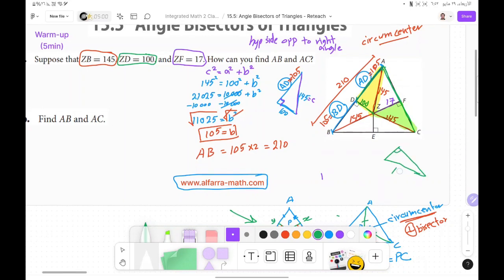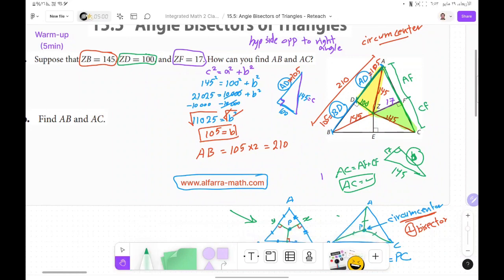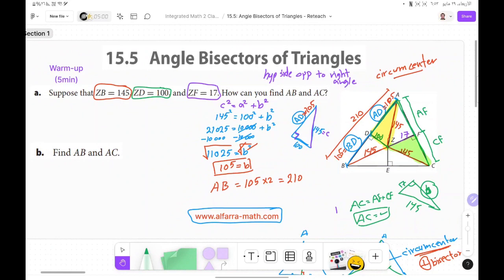This is the right angle, this is 145, this one here is equal to 17, and this one here is A, or B, it's up to you. Then use the Pythagorean theorem. This side here, CF, should be equal to the side AF. So the final answer, AC, is equal to AF plus CF. You can find AC by first using Pythagorean to find B here. I hope you understand this for this question. If you have any questions, please contact me.